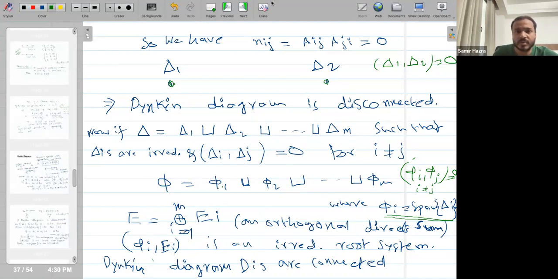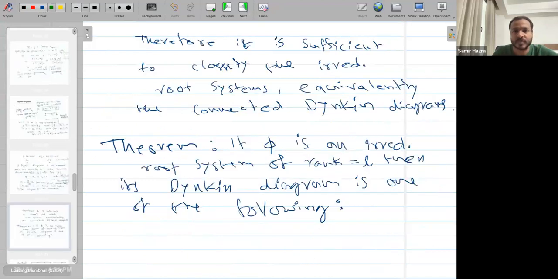Okay, and from there we get this idea that if we classify the irreducible root systems, we are done. So basically, classifying the irreducible root systems is equivalent to classifying the connected Dynkin diagrams, right? If the Dynkin diagram is not connected, then the root system is reducible, and vice versa. So it is better to focus on the irreducible root systems, and thereby equivalently on the connected Dynkin diagrams.